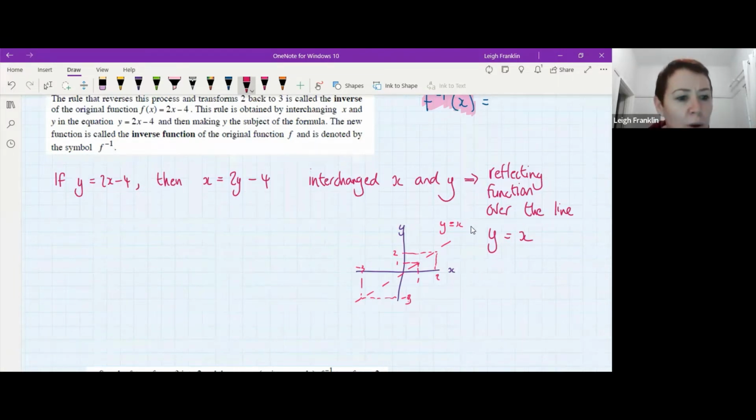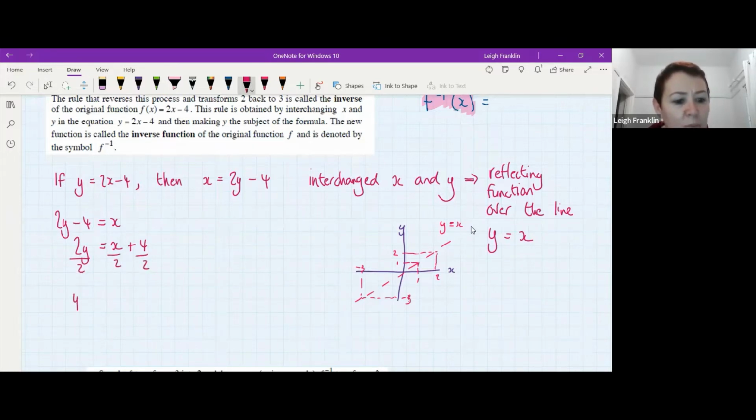Okay, so what I'm going to do is rewrite this as 2y minus 4 equals x. Then I'm going to take the negative 4 term over to the other side, so this is now going to be x plus 4. In order to make y the subject of the formula, I now need to divide through by 2. So I'm going to divide every single term in the equation by 2.